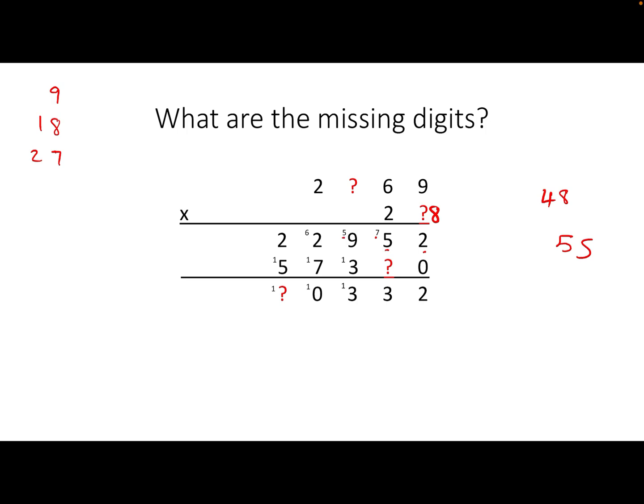Now I'm doing 8 times a mystery number is 9. Ends in a 9. But actually when I add 5 to it, it ends in a 9. So 8 times something is going to end in a 4.